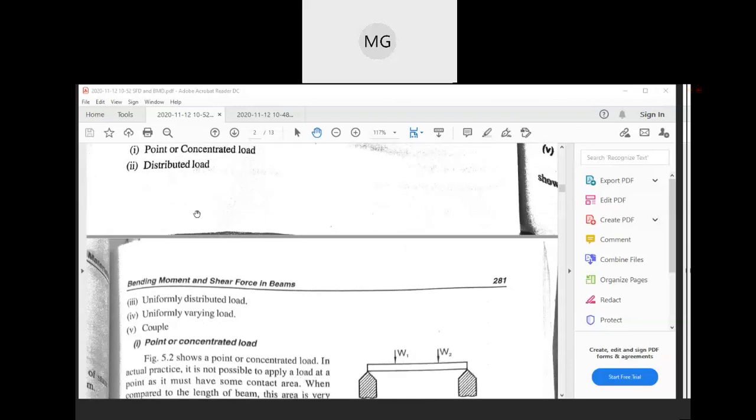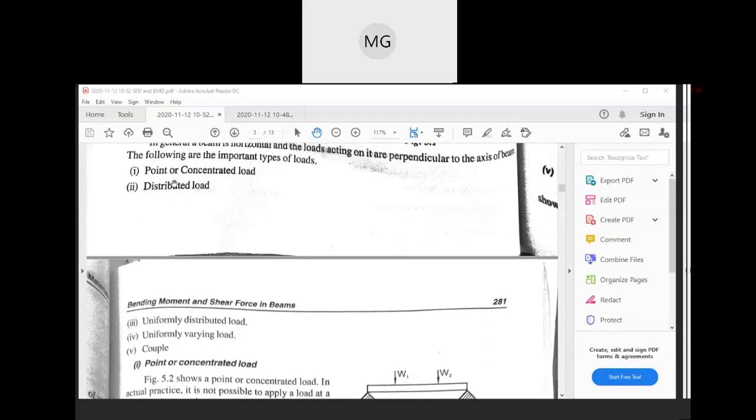In distributed load you can classify. Actually, this is a sub-classification of it. Distributed load is uniformly distributed load and uniformly varying load. Uniformly varying load is also a distributed load. Again, uneven loads also exist, but from our syllabus point of view, we will analyze based on the point load, uniformly distributed load, uniformly varying load, and couple.